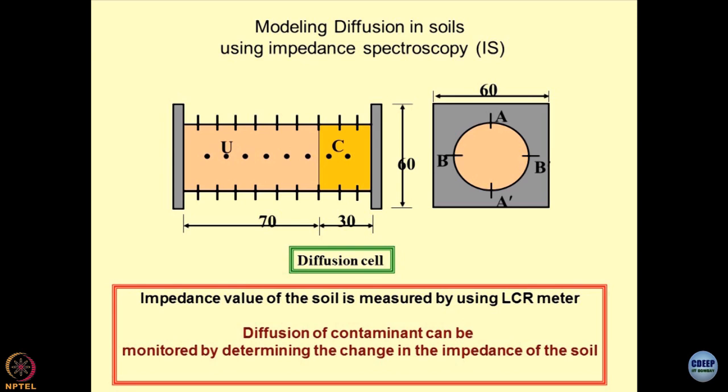Unfortunately, you cannot take X-ray of these types of systems. So, a better way is to utilize the electromagnetic field in the form of electrical properties. What we have done is we have embedded different electrodes into the sample. AA prime forms one pair, BB prime forms another pair. Across the diameter of the sample, we are measuring the electrical properties and showing how diffusion migrates. The objective is to see how much contaminant migrates from right to left, and for that impedance spectroscopy has been done.